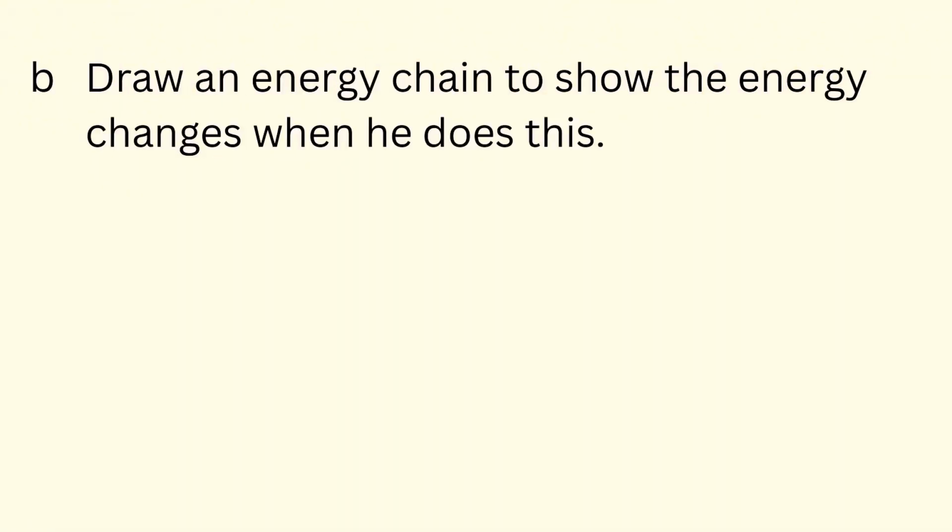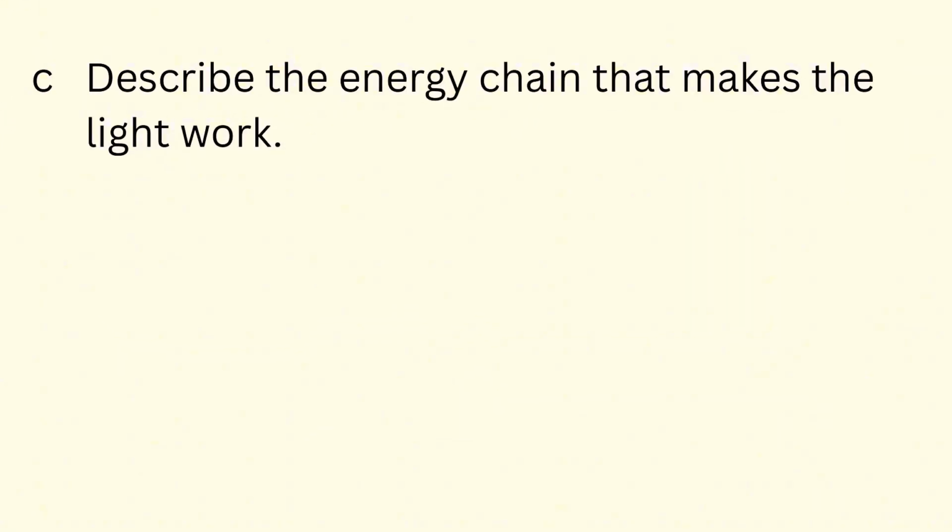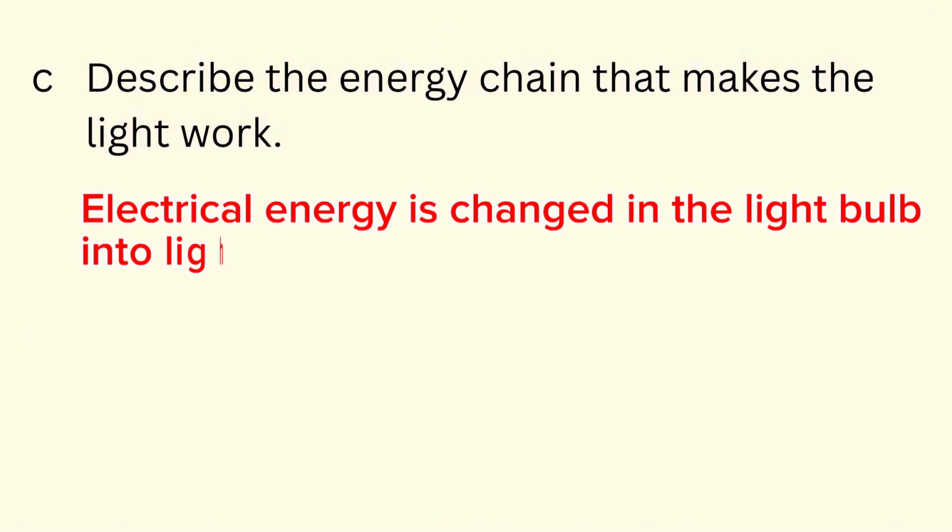Question A. Why does Vicker rub his hands together? To make them warm. Question B. Draw an energy chain to show the energy chain when he does this. So movement energy changes to heat energy. Question C. Describe the energy chain that makes the light work. Electrical energy is changed in the light bulb into light energy.